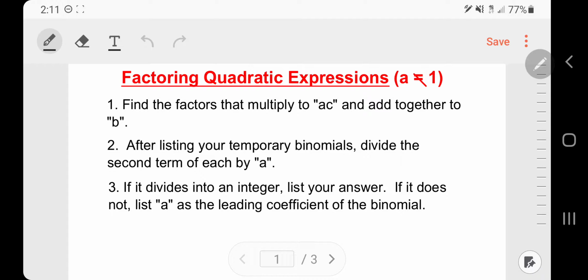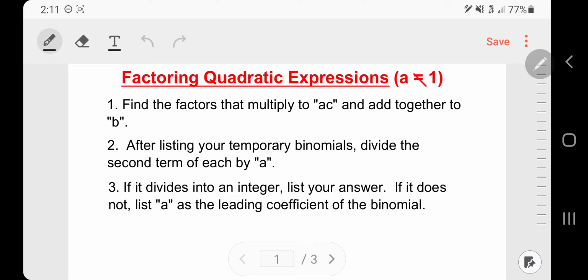Hey everyone. In this video, we're going to take a look at how to factor quadratic trinomials with a leading coefficient. So in the prior video, we focused on factoring trinomials where the leading coefficient was 1. Here we're going to have a leading coefficient as an integer other than 1.